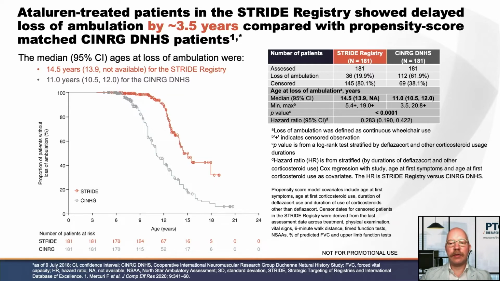Ataluren plus standard of care in the registry was compared with standard of care alone in the Synergy Duchenne Natural History Study. Ataluren plus standard of care significantly delayed the median age at loss of ambulation by 3.5 years, which can be seen. The red graph is showing the patients treated with Ataluren in the STRIDE registry. The gray one are the patients from the Synergy cohort.